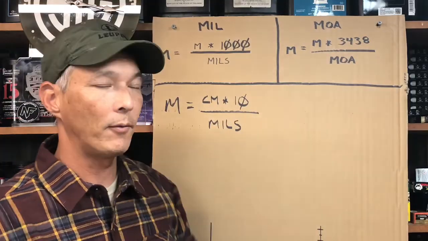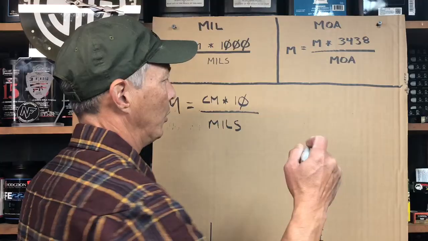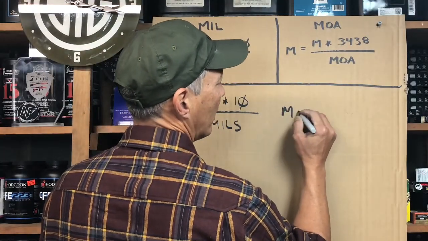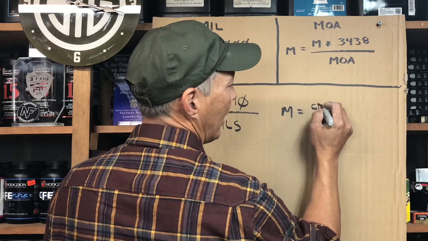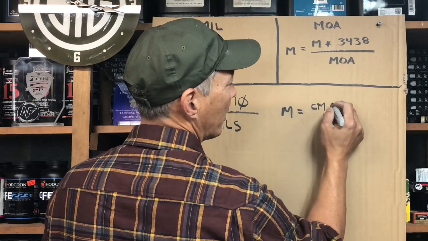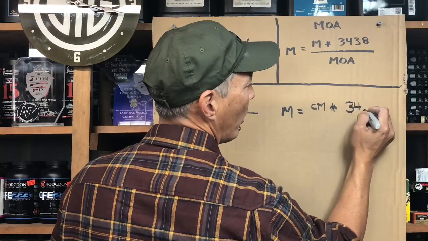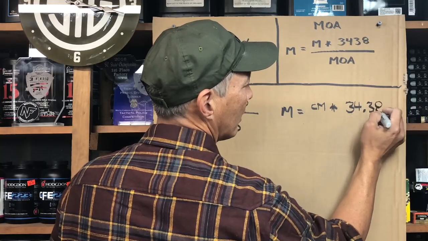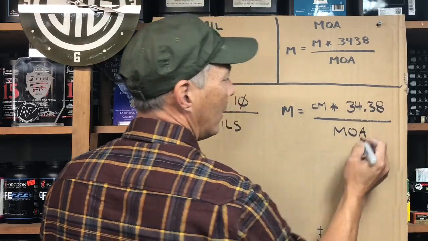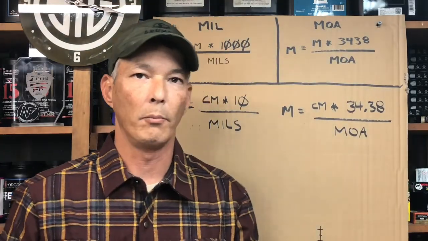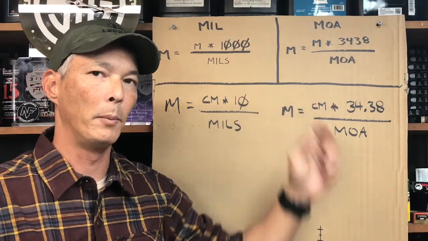3438, and you're going to divide that by the observed MOA. Now, once again, if you're trying to solve for centimeters, the distance you're trying to determine is in meters. You're going to do the height or width in centimeters, and this is pretty simple. Now you're going to use your constant 34.38 and divide that by your MOAs. So that's how you're going to solve for meters, whether you're on an MOA-based reticle or a mil-based reticle.